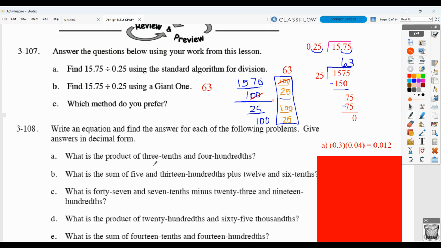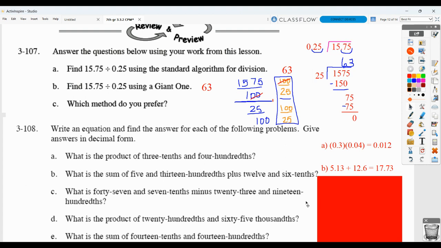Here we have the sum of 5 and 13/100ths plus 12 and 6/10. I should see that you lined up the decimal points, showed your work, and got your answer. So here, I should see the decimal places as to how you correctly figured out your answer. Here, I should see that you lined up your decimal points to get the answer.